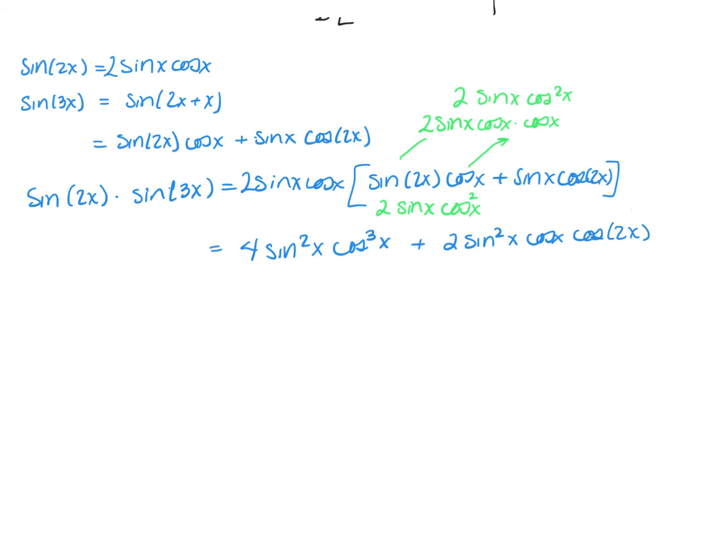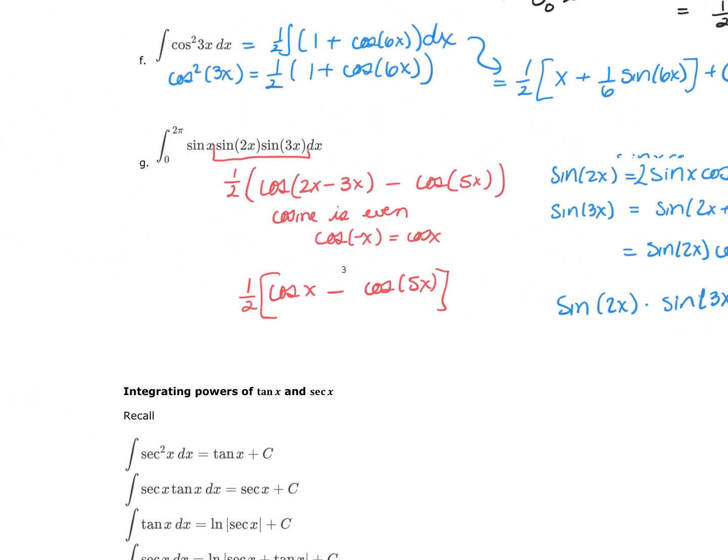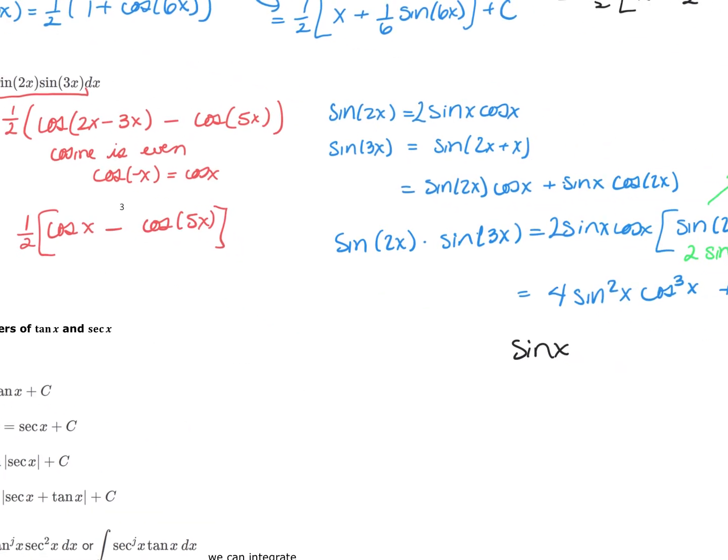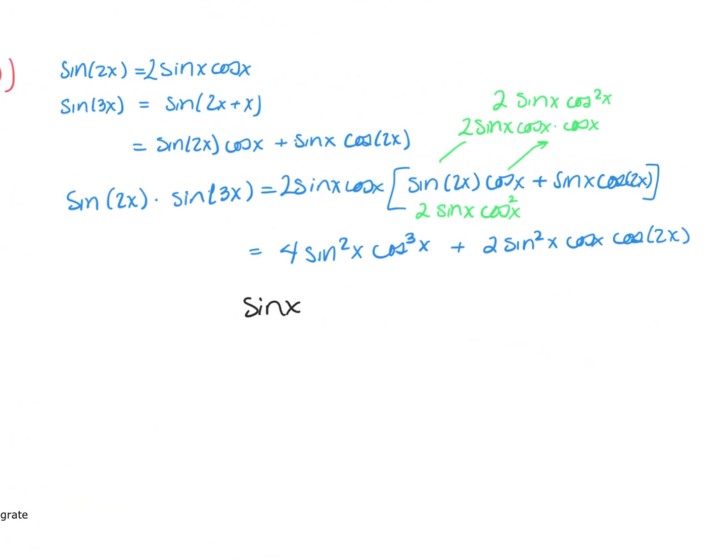So we still need to multiply this thing by the sine of x, because remember, we still have this term of the sine of x out front. So when I multiply this by the sine of x, I'm going to get 4 the sine cubed, the cosine cubed of x, plus 2 the sine cubed of x, the cosine of x, the cosine of 2x.